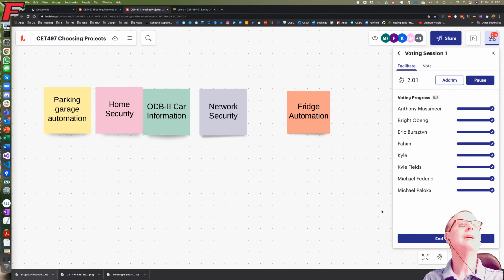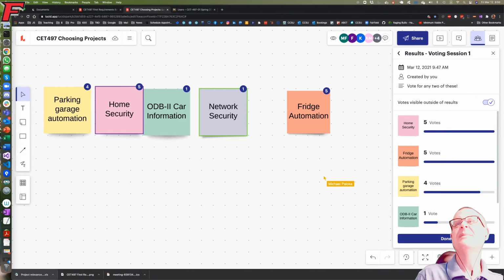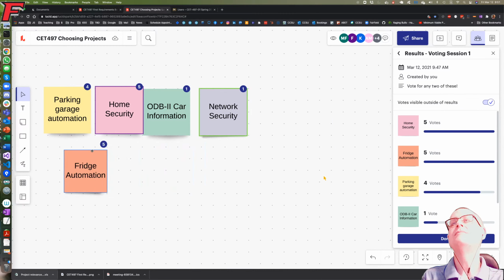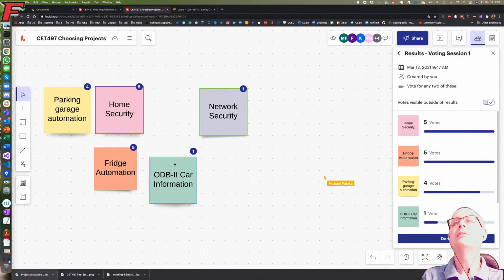But everybody who is here has voted, so I'm going to end the voting and let's see what we end up with. Okay, I think that's pretty clear, right? We've got the parking garage automation, we've got home security, and we've got fridge automation. So I think that looks pretty good.